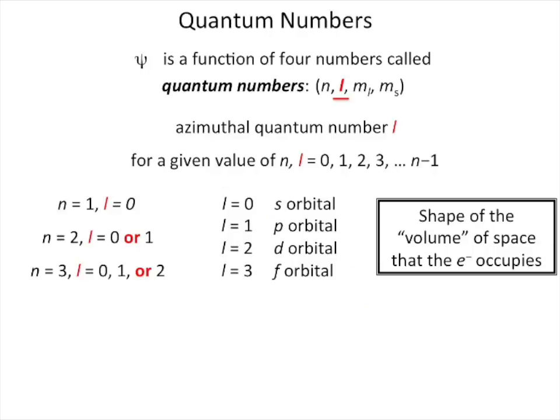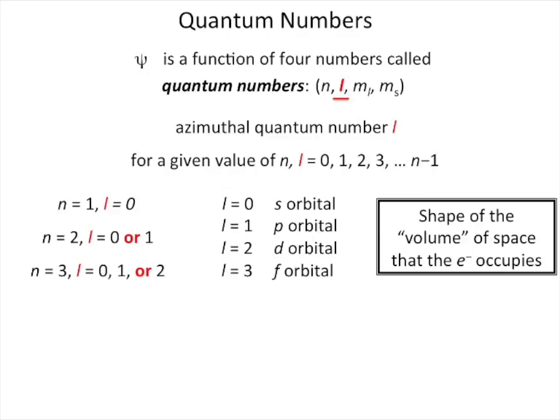So these letters are historical names, I should say, and they come from atomic spectroscopy and how the lines looked when electrons were transitioning between levels. And so it's the sharp line, the principal line, the diffuse line, and the fundamental line. You don't need to know that. Just know that the origins of the letters are historical and don't really make sense with our modern understanding of the atom.